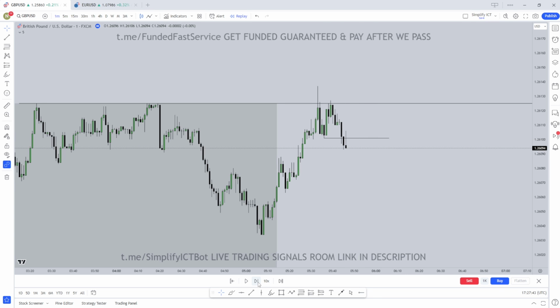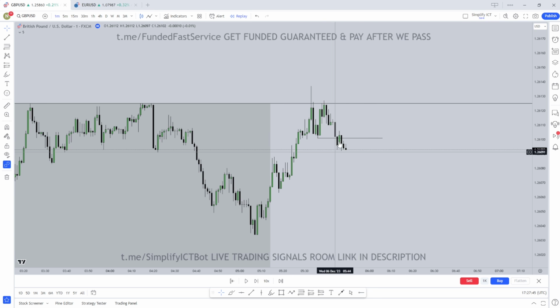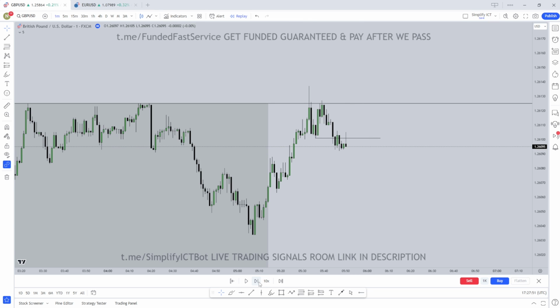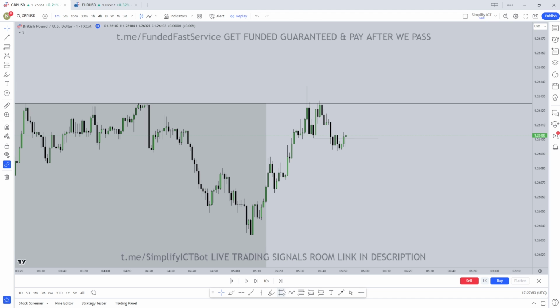So we'll let this play out right here. Okay, we've got multiple candle closures below this area right here. We've got lots of displacement to the downside now. So all we're going to look for next is a retracement to the order block.